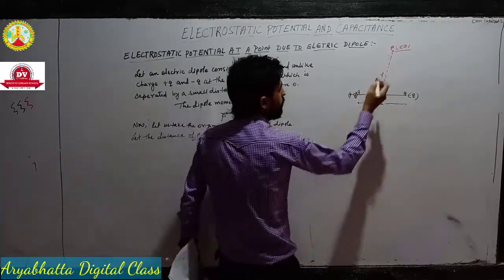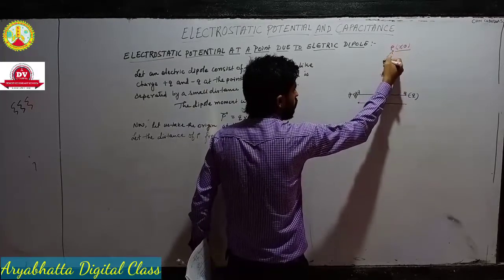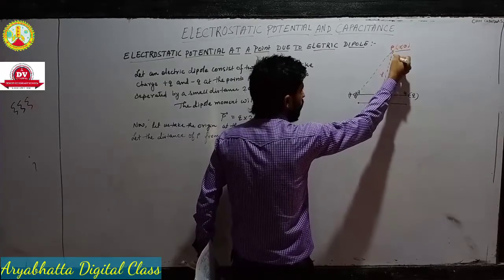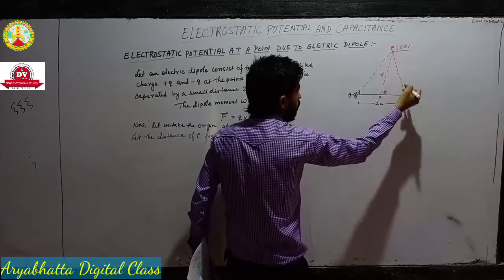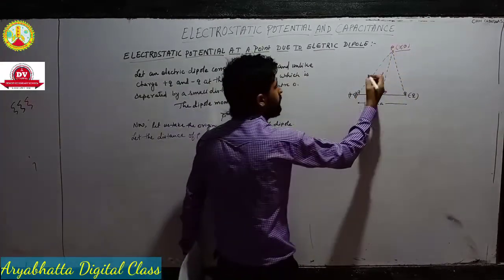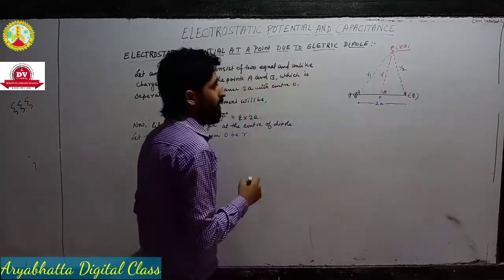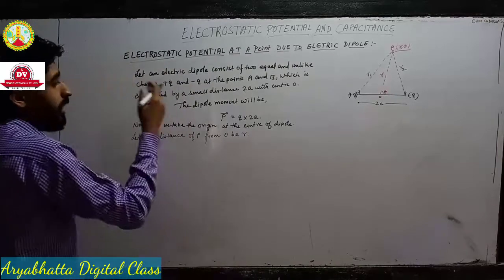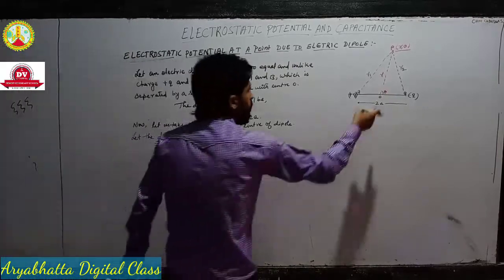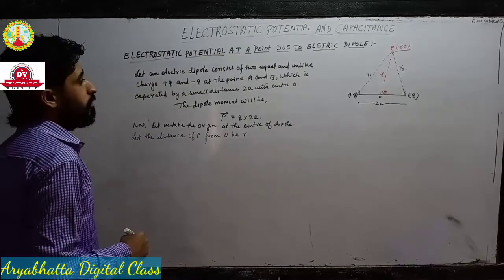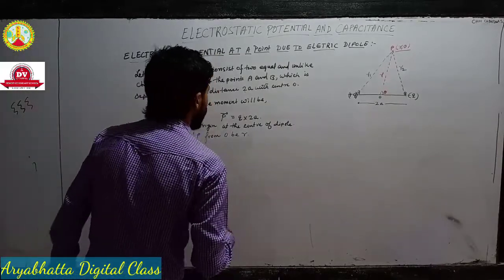Now let's join these two also, like this and like this. Let's take this as r1 and this as r2. Is it clear? Let's take AP as r1 and BP as r2. These are the distances that we have taken out. So we'll describe again.